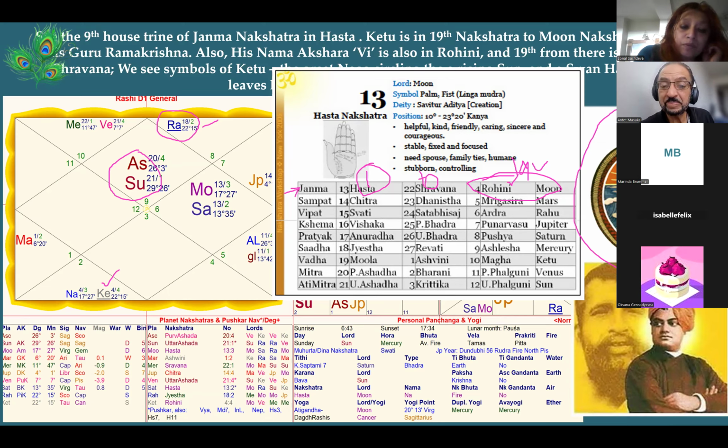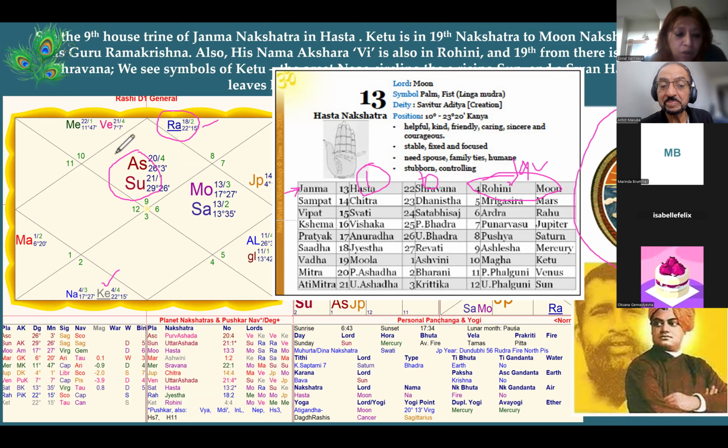Uttara Ashadha. Okay, so that is ruled by the sun. And what's in the trines? What's in the ninth house? Mangal. Mangal is in Chitra. Okay, so that's in Mangal's nakshatra, right? So that's also not there. But you have to have a look at what is in the trines, because that will give you a very good clue as to what works here.